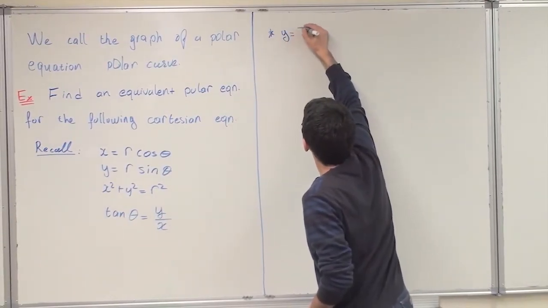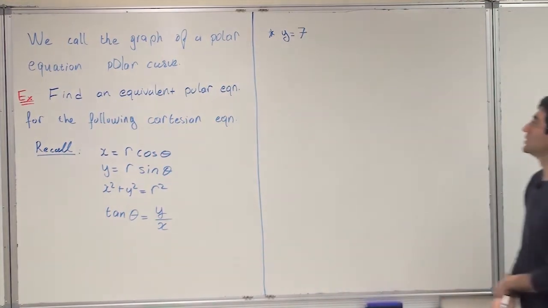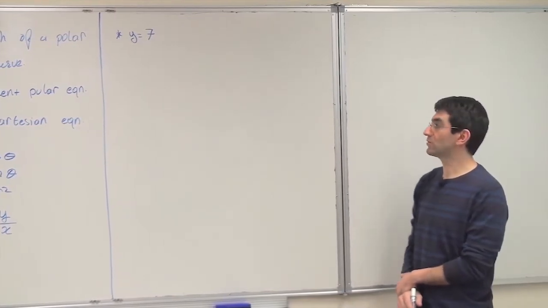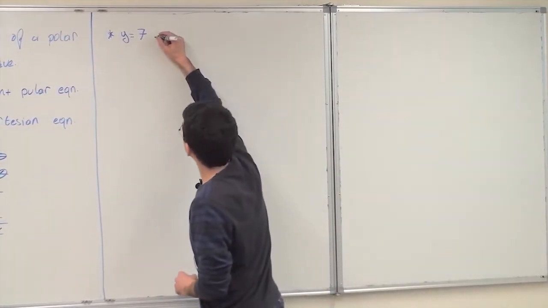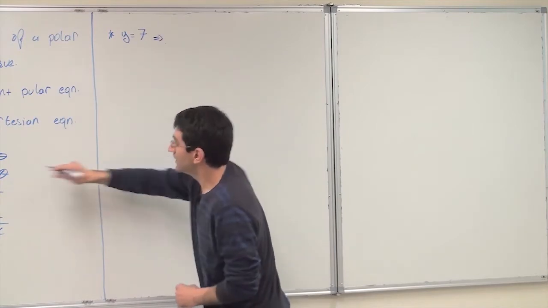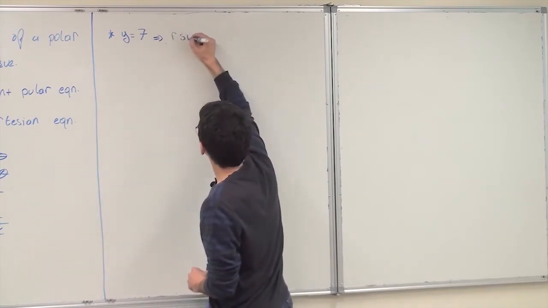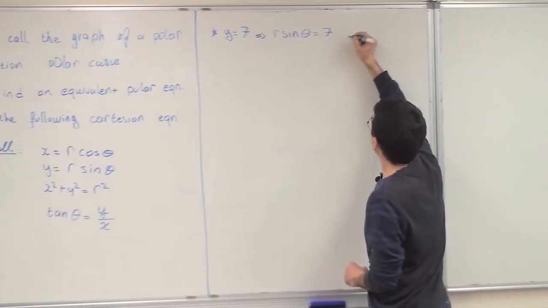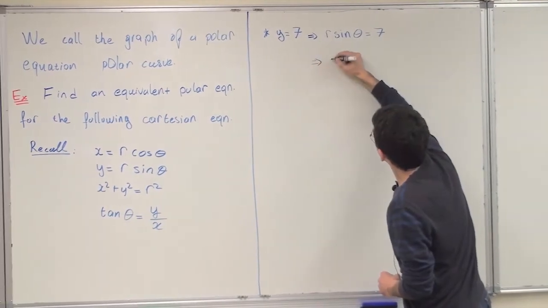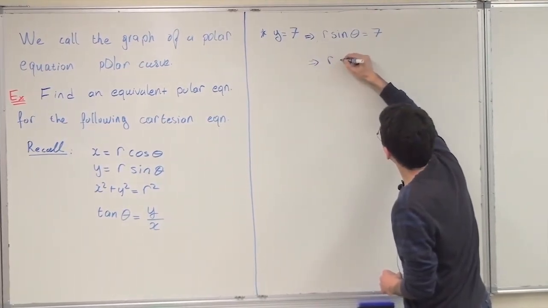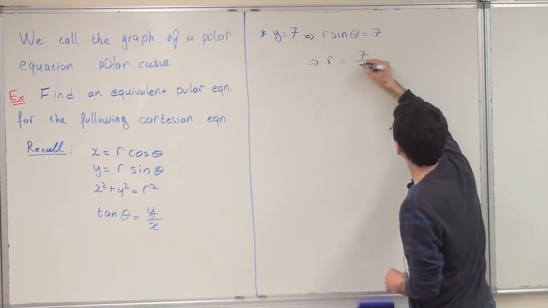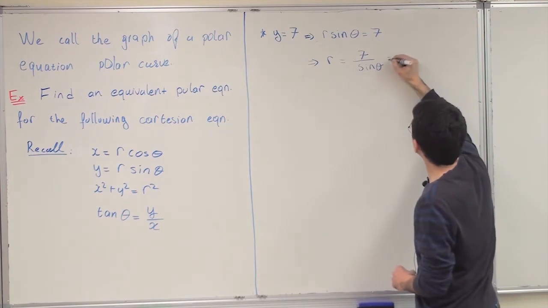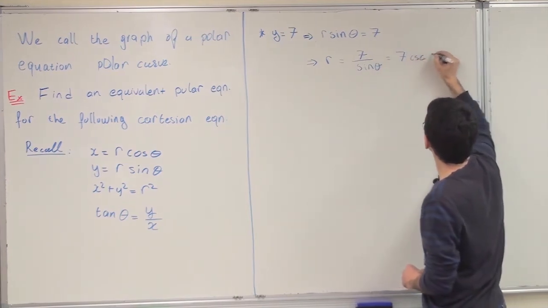Now, using those relations, we can convert polar equations into Cartesian equations, or vice versa, Cartesian equations into polar equations. So, let's see our examples. So, first, we want to change this Cartesian equation y equals 7 into a polar equation. All we have to do is express y in terms of r and theta. So y is r sine theta, that is equal to 7. And we can rewrite this equation also in the form of r equals 7 over sine theta, which is 7 cosecant theta.